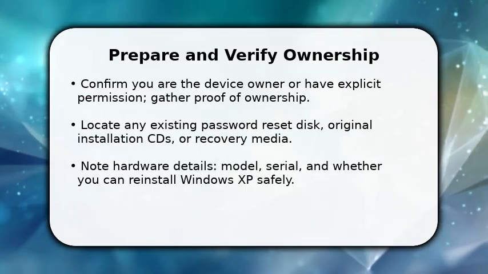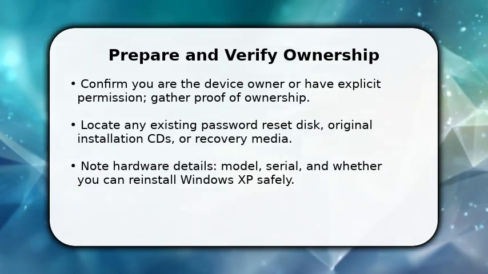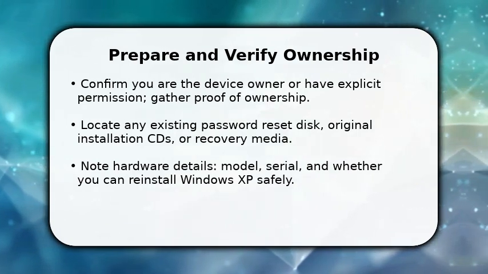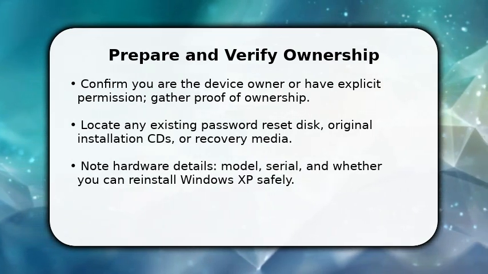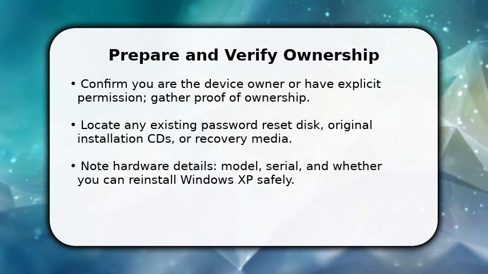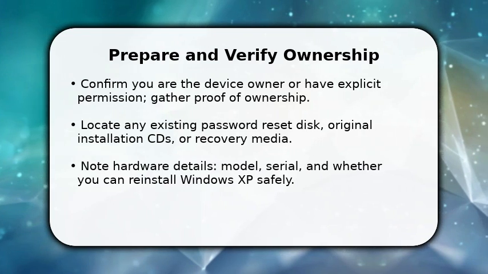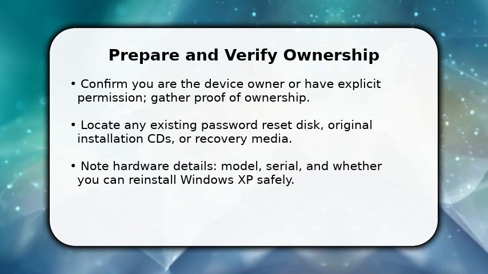You begin by verifying that you legally own the PC or have written permission to work on it. Gather any proof of ownership and search for a stored password reset disk, recovery CD, or original installation media. These are the proper recovery paths. Once done, record hardware specifics like model and serial, because reinstalling or seeking professional service often requires that information.